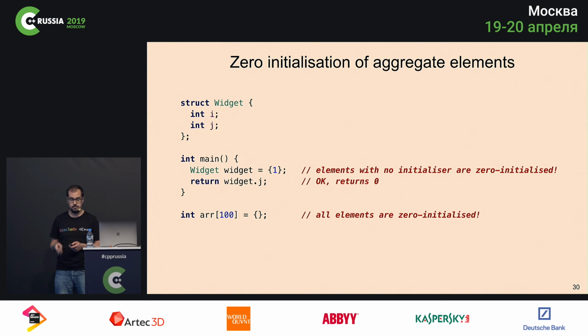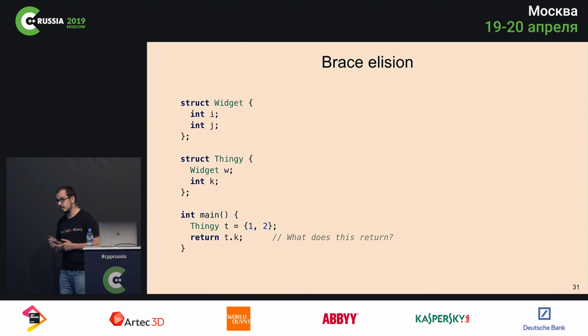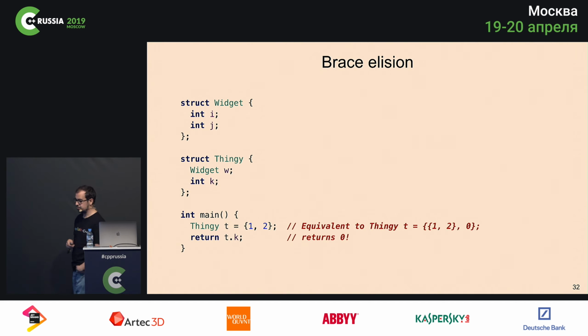Another special feature of aggregate initialization is brace elision. Who can tell me what this program is going to return? So we have a widget, which is an aggregate of two integers, and then we have a thingy, which is another aggregate, which contains the widget and the integer as its two elements. And then we're going to give it two initializers, one and two. What's going to happen? Zero? Any other? Two? OK, two, zero. Turns out it returns zero.